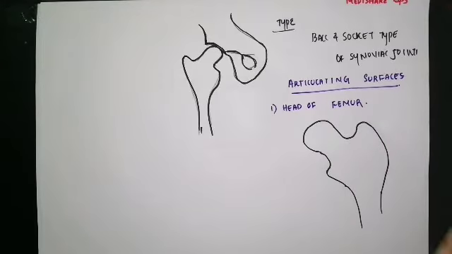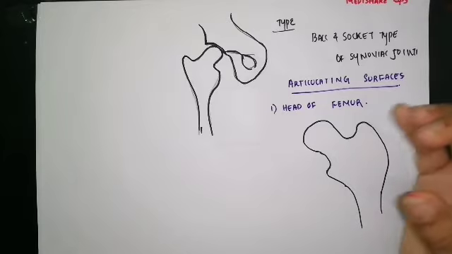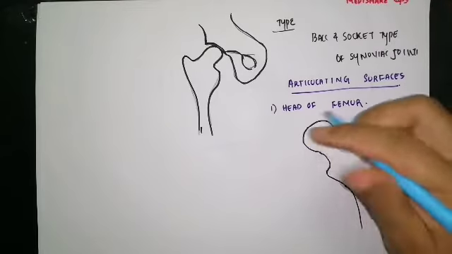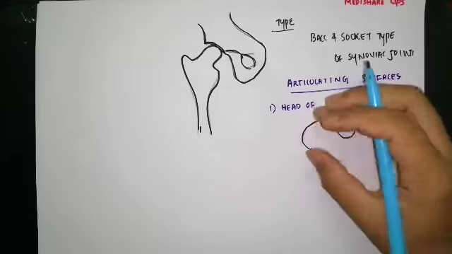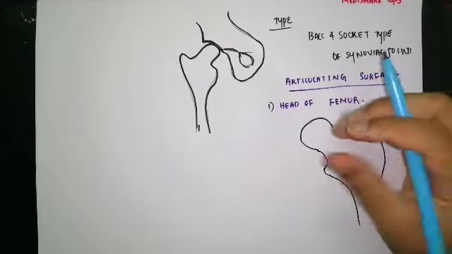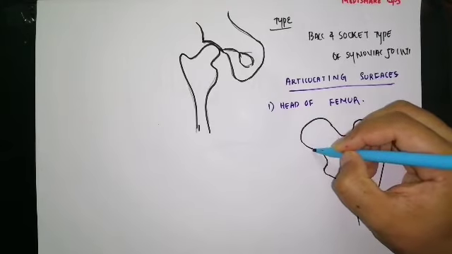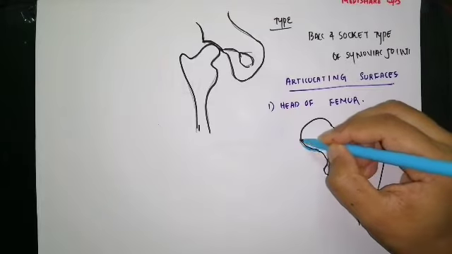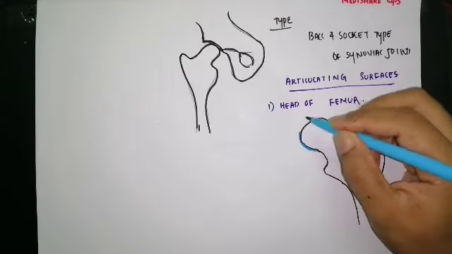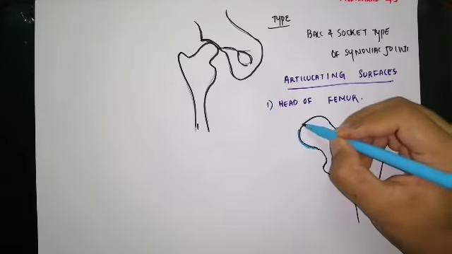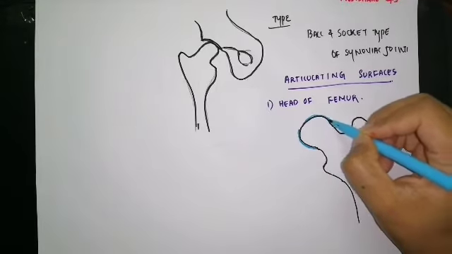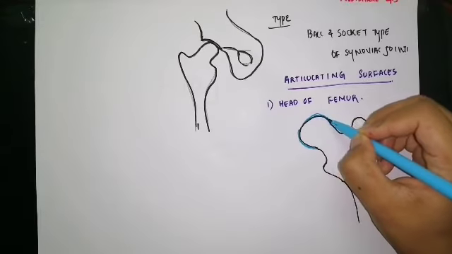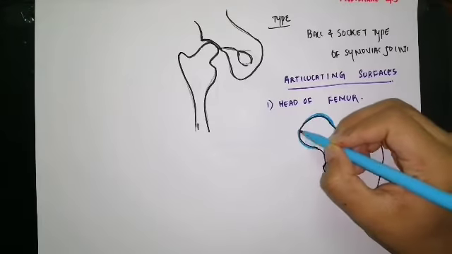We know that the articulating surfaces of a joint are covered with articular cartilage. Now the head of the femur also bears an articular cartilage. The articular cartilage is covering the head of the femur. It is covering the entire aspect of the head of the femur except at an area near the center. So this is the articular cartilage.